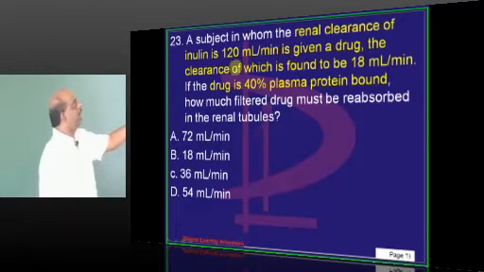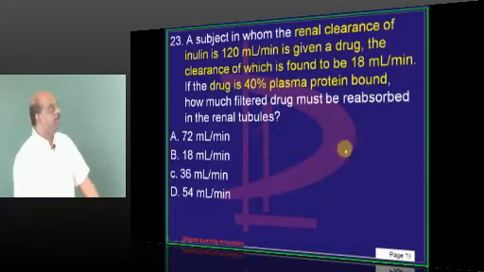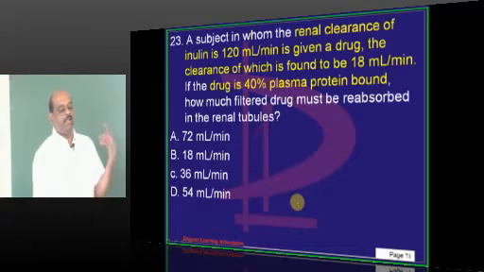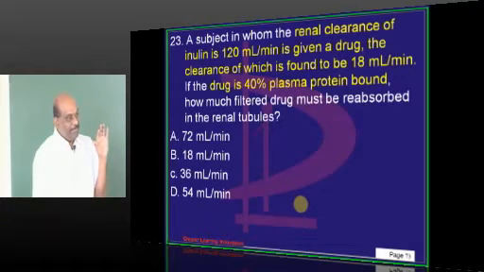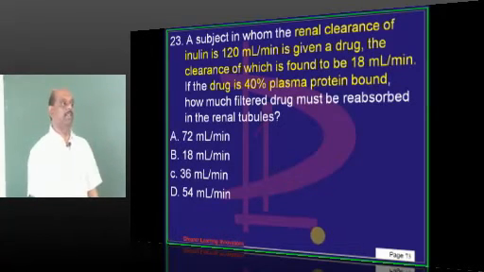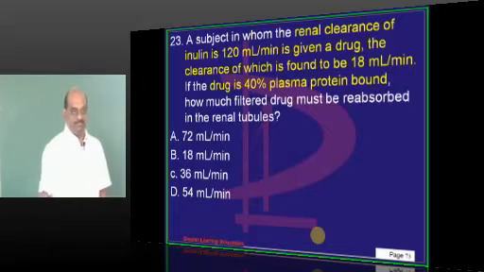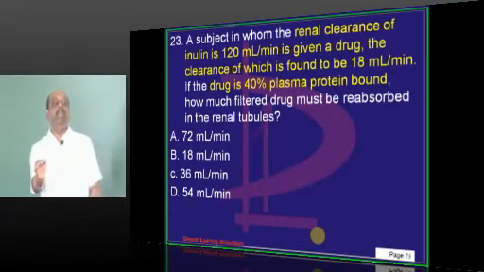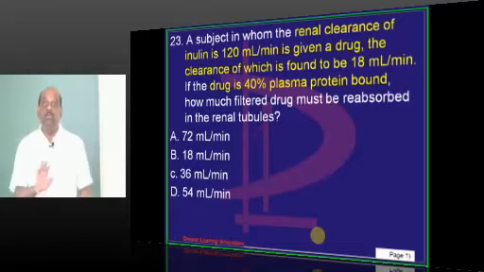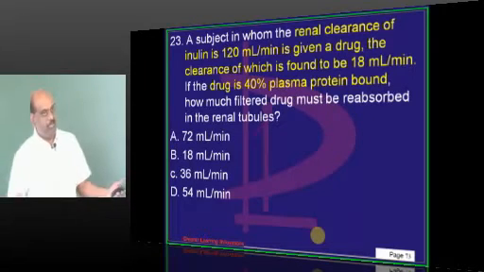Now doctor, a subject in whom the renal clearance of inulin is 120 ml per minute. Clearance of a drug is about 18 ml. If the drug is 40% protein bound, how much got reabsorbed from the renal tubule? You have to close your eyes and think what happens to any substance for it to appear from blood into urine. Any substance, a certain proportion of it is protein bound. The protein bound fraction of any drug or substance cannot filter across the glomerulus. It remains in plasma. The remaining part filters. Whatever got filtered has 2 options: either it gets reabsorbed or some part of it is lost into urine.